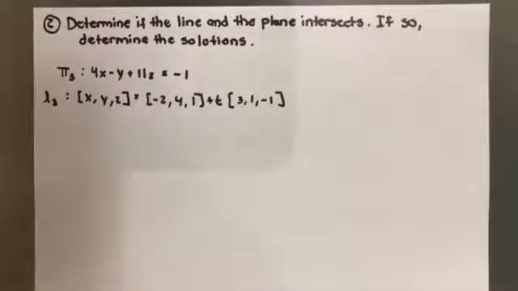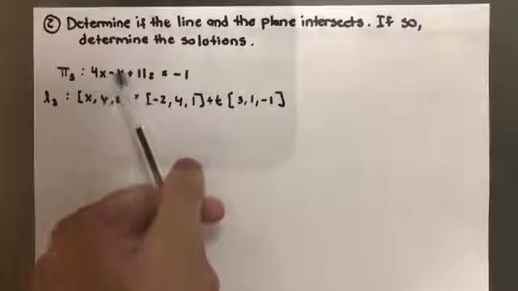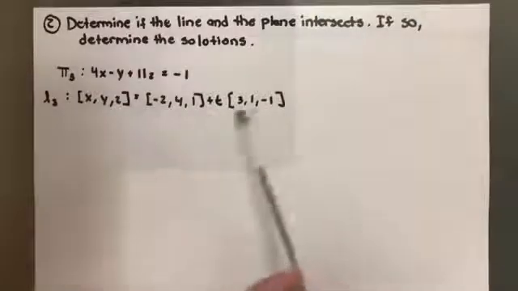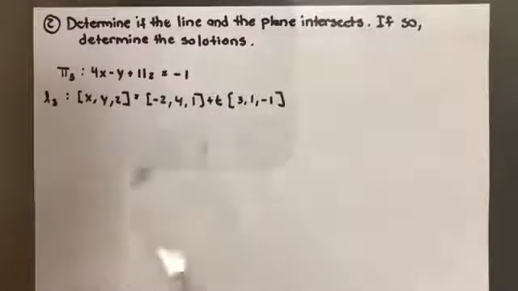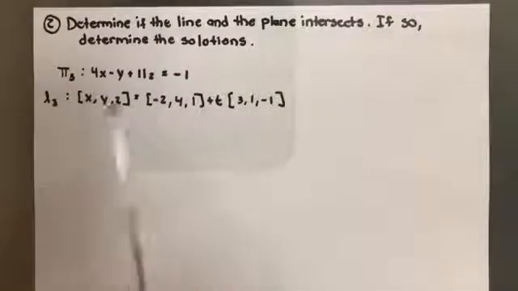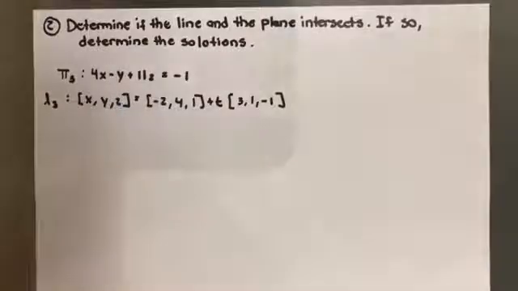So question number 2 is going to be very similar to question number 1. It states, determine if the line and the plane intersect. If so, determine the solution. We also have another scalar equation for the plane, which is 4x minus y plus 11z equals negative 1. Same thing as the first question. But now our parametric equation is a little different. It's not the same as we had before, the 3 equations. This time we've got to separate our variables. We've got to isolate our x, our y, and our z.